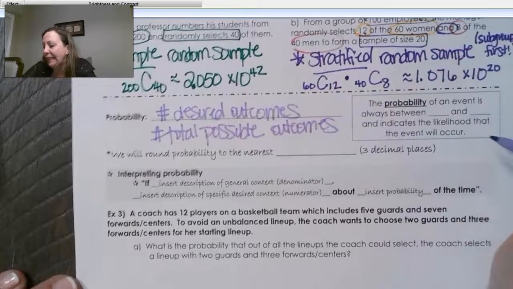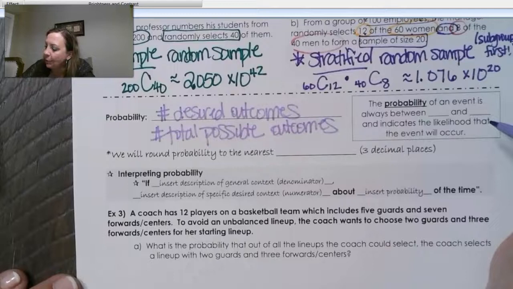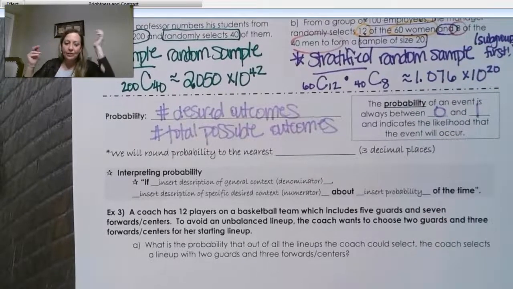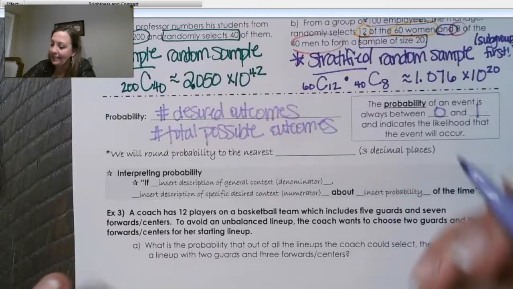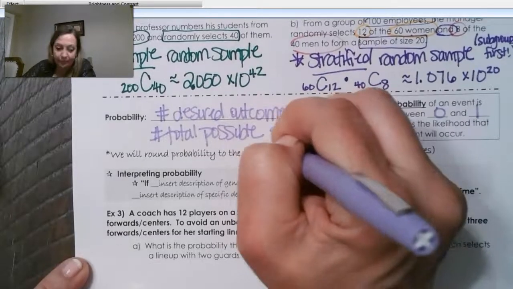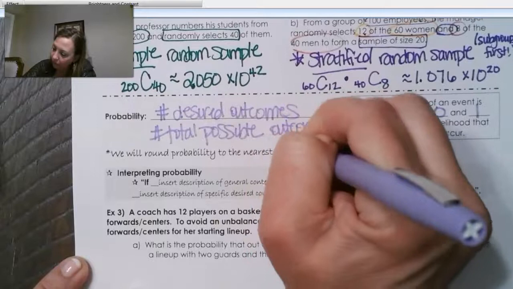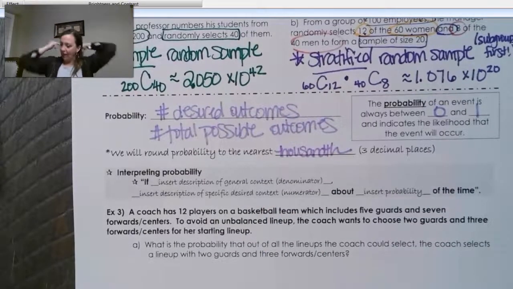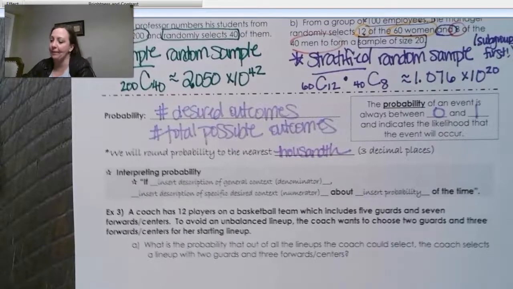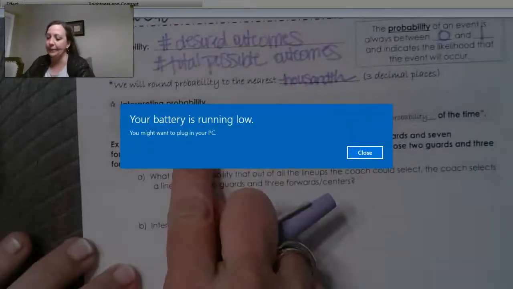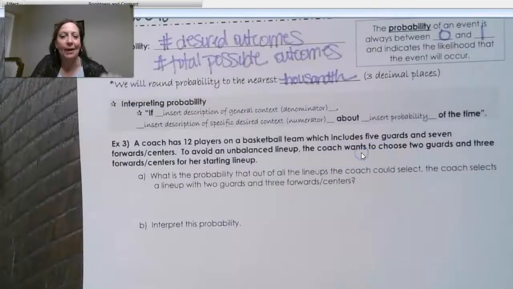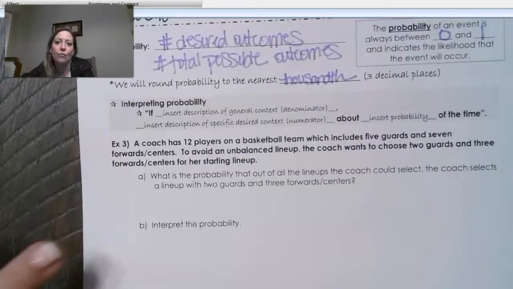Remember, probability of an event is always between 0 and 1, okay? And we are going to round probability to the nearest thousandth, which is 3 decimal places. And we'll practice interpreting probability as well. But let's talk about making the probability first.